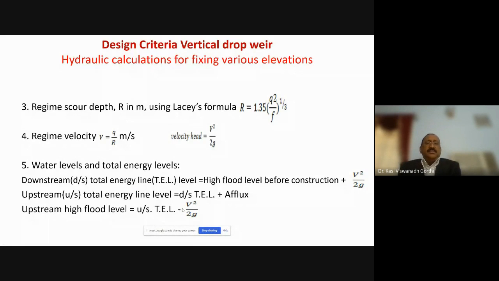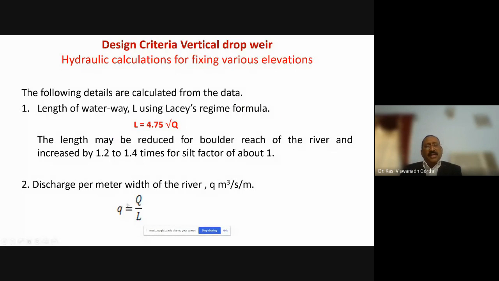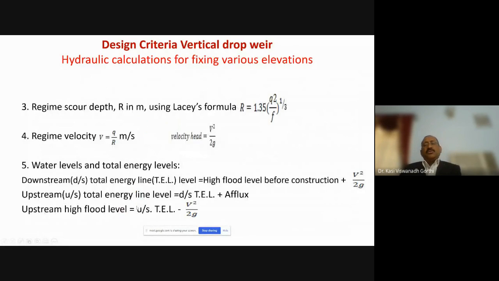Then the Regime scour depth, using the Lacey's formula once again, R will be equal to 1.35 (small q square by F) whole to the power 1/3. Small q is the discharge per unit width which you obtained in the previous step. So substituting that value here, (q square by F) whole to the power 1/3 into 1.35 gives you the Regime scour depth R. And the Regime velocity V will be equal to small q by R.